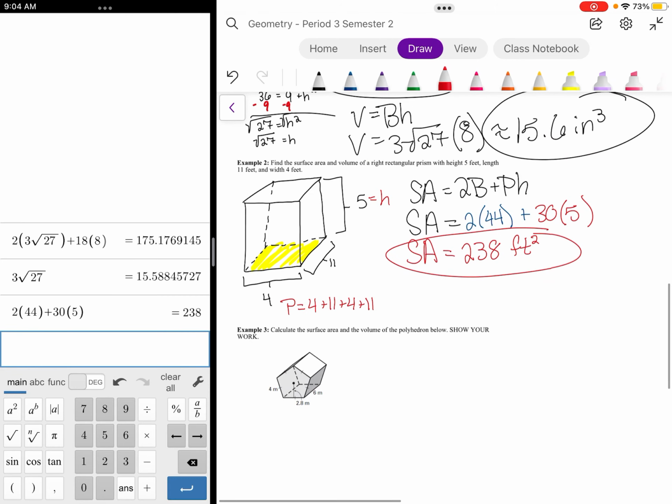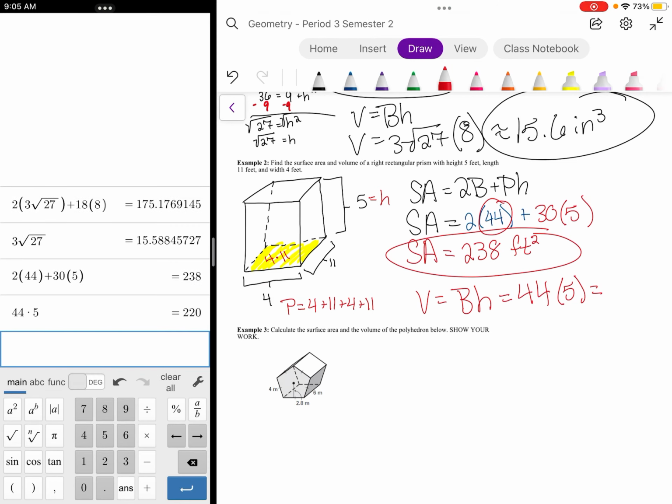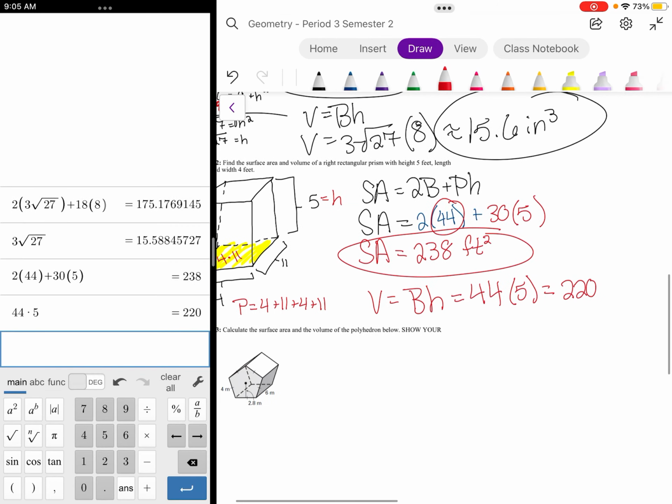Then we should know everything for our volume as well. So our volume is going to be the area of the base times our height. We found the area of the base was 44, and we got that by taking 4 times 11. And then we would take that times our height of 5. And that'll give us 220, and this one was again feet, so it's going to be feet cubed.